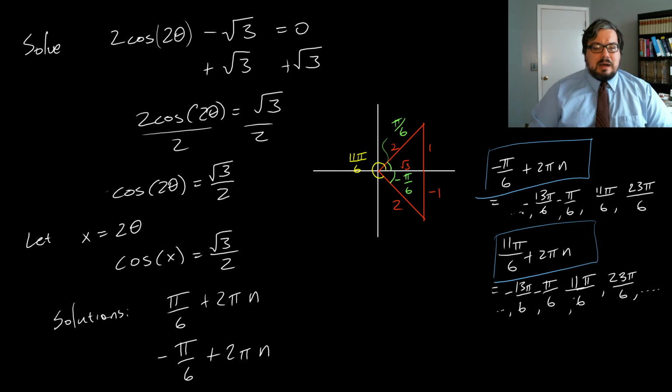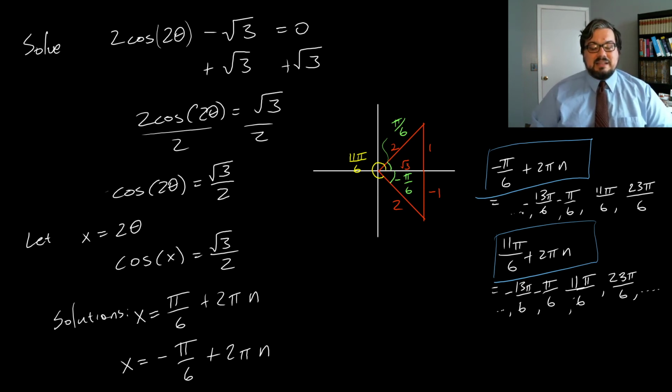All right, so coming back after that aside, our solutions that we have are x equals pi over 6 plus 2 pi n, and x equals negative pi over 6 plus 2 pi n. But we're not done. The original problem asked us about thetas. We have solved for x's. Here's where we need to translate back.